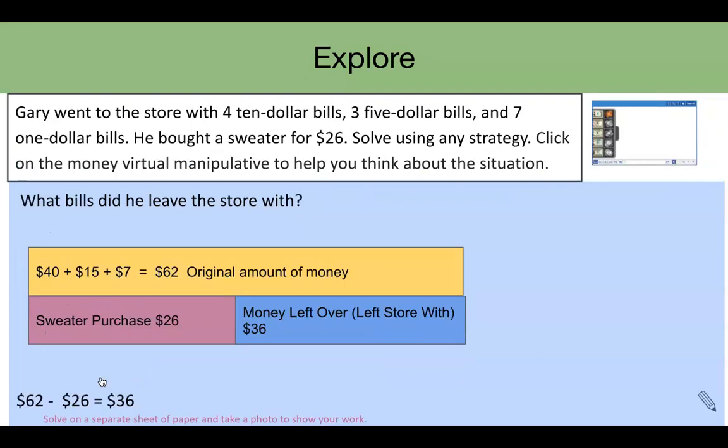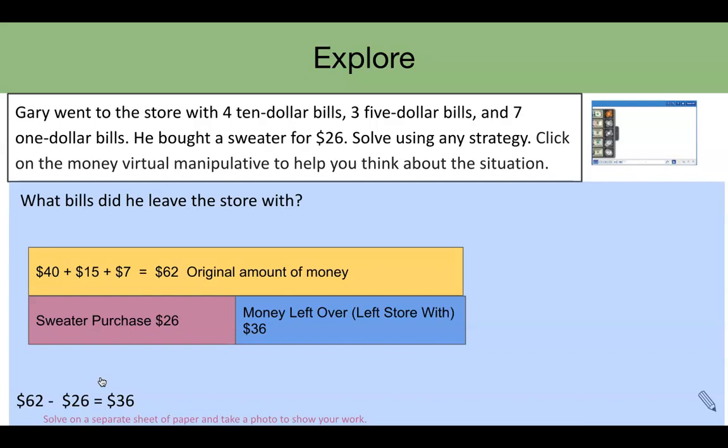Okay, one more example. Gary went to the store, 4 $10 bills, 3 $5 bills, and 7 $1 bills. He bought a sweater for $26. Once again, we're solving this. We would encourage your students to solve it with any strategy. Use the money manipulative as they need to. But do we have the part or do we have the whole? All right. He went to the store with a certain sum of money.